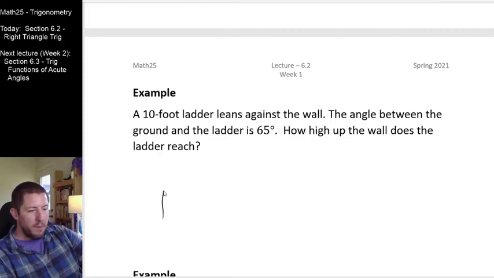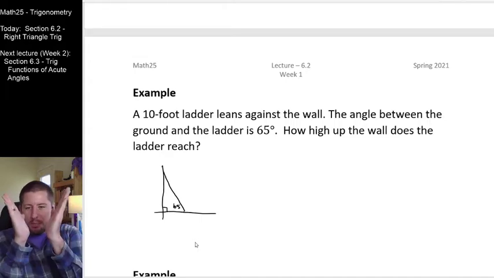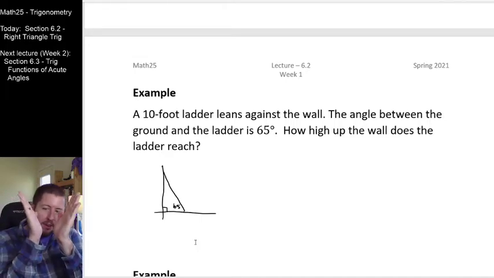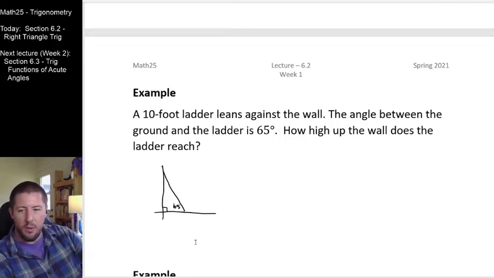So what I'm picturing for myself is I have a wall, I have the ground, and I have a ladder leaning against the wall in such a way that there is a 65-degree angle between the ladder and the ground, right? Ground and ladder, 65 degrees, right? This is my right angle. Okay, my garage apparently is slanted like this, I've been learning lately, but walls are supposed to be perpendicular to each other, just not when you live in a swamp like we do.